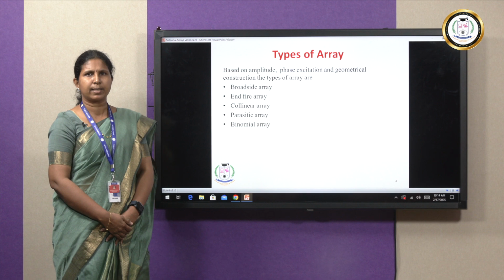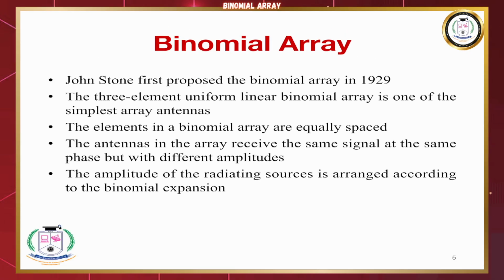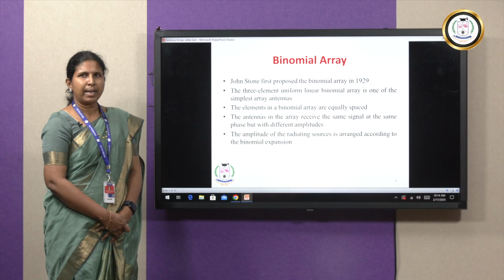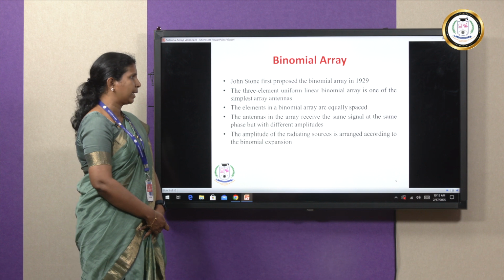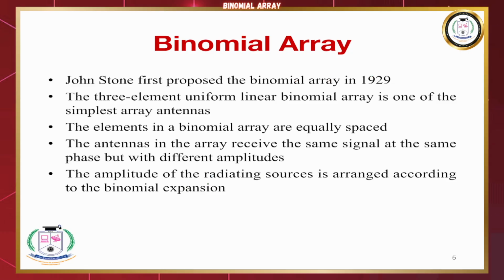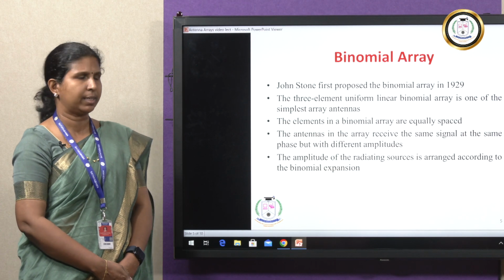This video lecture is on the binomial array. The binomial array was first proposed in the year 1929 by John Stone. The basic 3-element binomial array is the simplest of all the array antennas. In binomial arrays, all the elements are equally spaced, but the amplitude is different. That is, each antenna element is excited with a different amplitude.